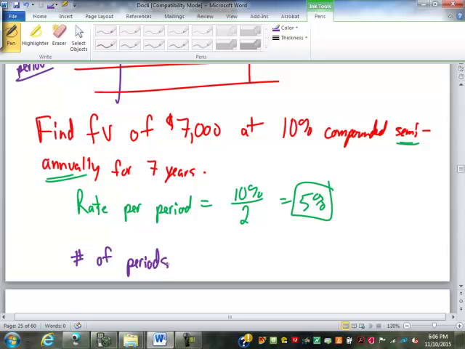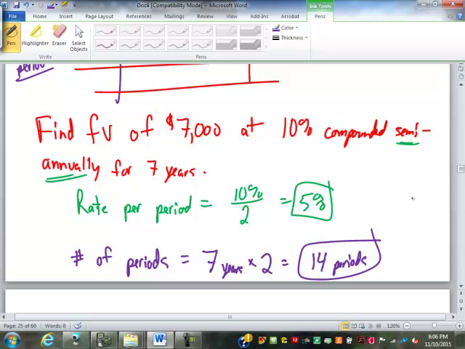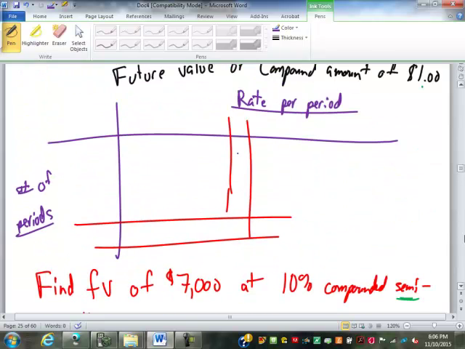Number of periods. How many years? 7 years times how many periods in a year? Well, still 2. So that's 14 periods. So if we look up on our table on page 459, you find 5% on top. It's almost to the end. And you go down to 14 periods.